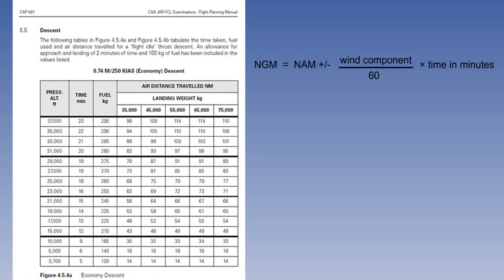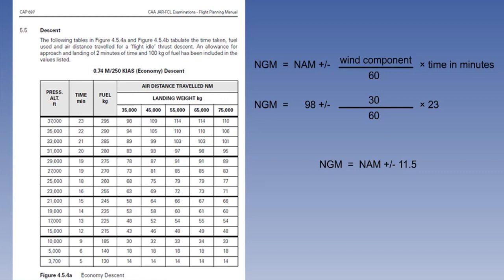Using the formula shown on screen, we can input the values we have extracted from the table. The nautical air miles are 98. The time in minutes is 23. And lastly, for the wind component, we will assume a headwind of 30 knots. You can see that the correction to make to the nautical air miles to get the nautical ground miles is 11.5. But do we add or subtract?